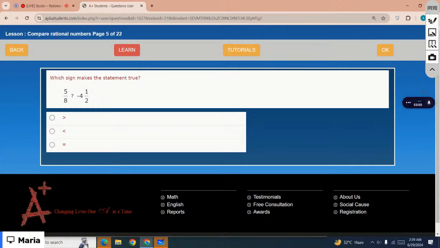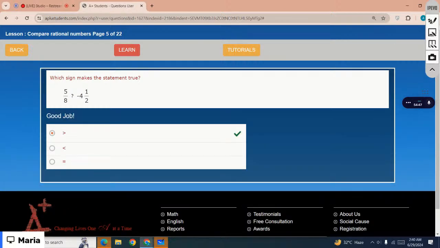Which sign makes the statement true? 5 by 8, you have to compare it to negative 4 whole 1 by 2. 5 by 8 is greater than negative 4 whole 1 by 2, right? Positive numbers are always greater than negative numbers.